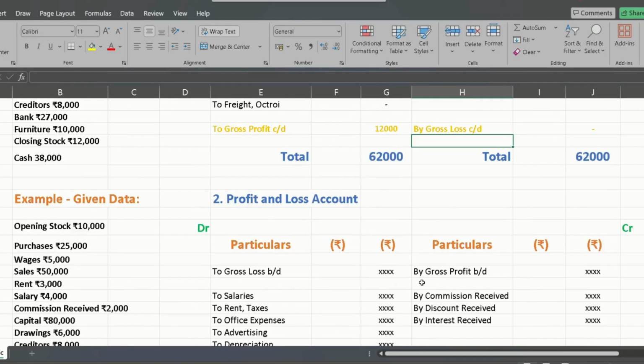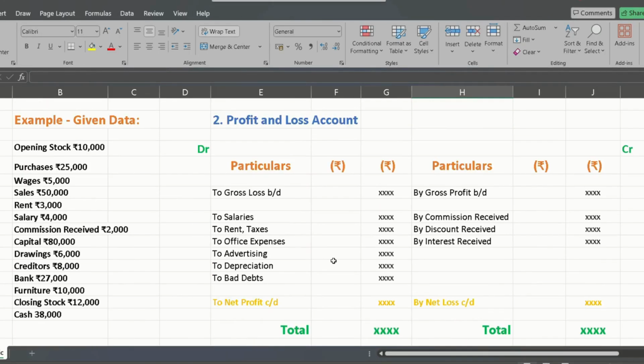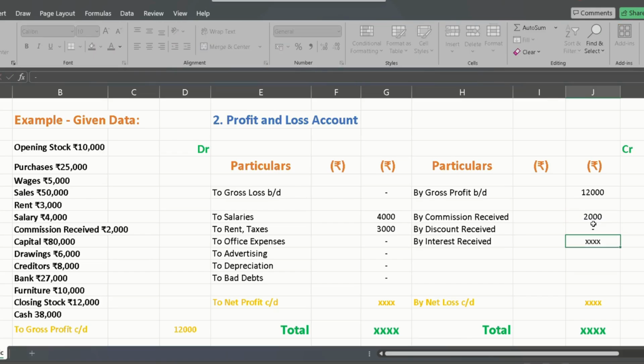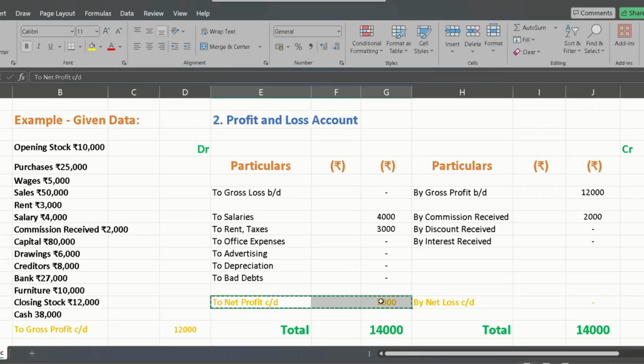For example, based on the previous data: gross profit, credit side 12,000. Rent, debit side 3,000. Salary, debit side 4,000. Commission received, credit side 2,000. And the result is net profit 7,000. And the last step is the balance sheet.